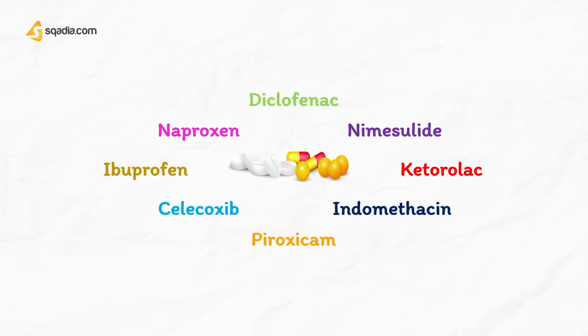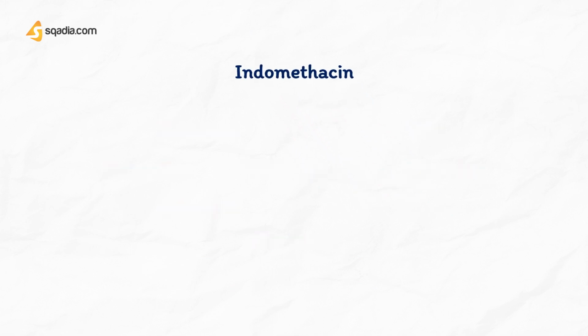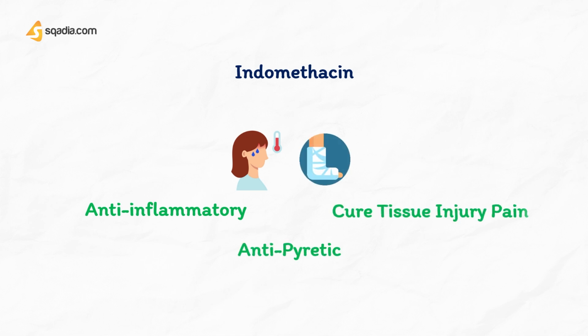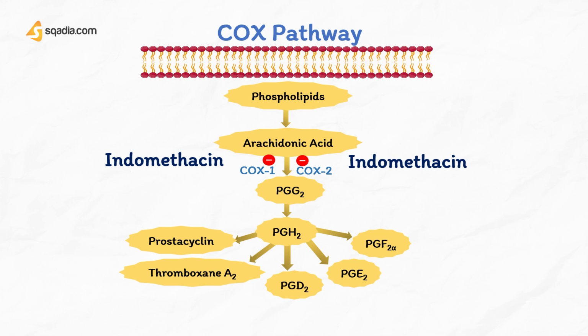Now we have indomethacin, which is an indoleacetic acid derivative and is a potent anti-inflammatory drug with prompt antipyretic action. While it relieves only inflammatory or tissue injury-related pain, it is thought to be a highly potent inhibitor of prostaglandin synthesis and it suppresses neutrophil motility.